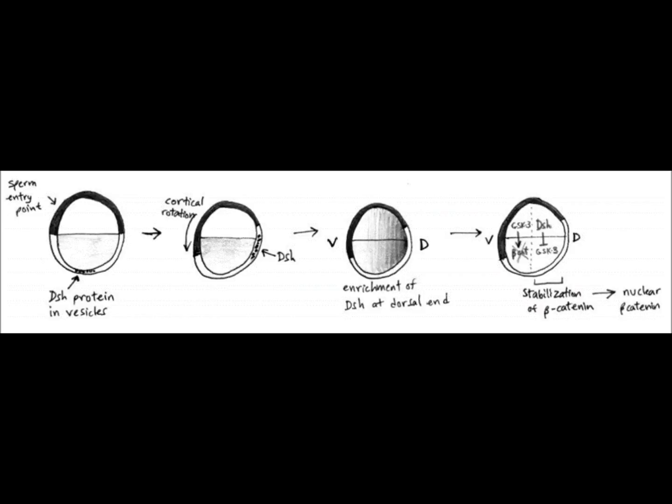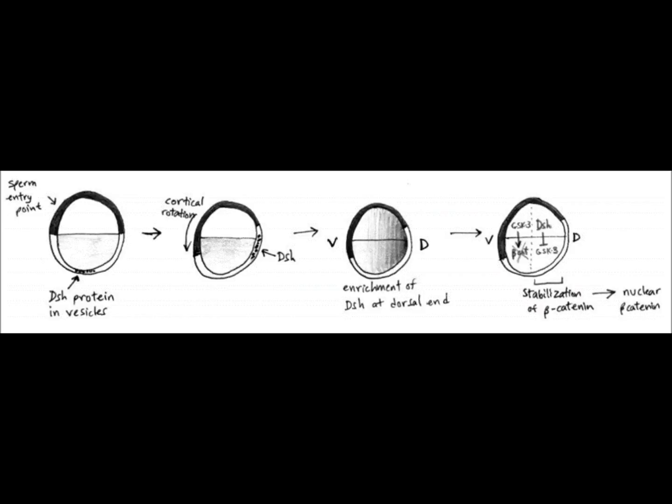So looking at the first picture on the left, the Dishevelled protein is actually contained in vesicles located at the vegetal pole. Now it's important to note that this Dishevelled protein is actually not zygotic in nature, and is actually deposited there by the mother. Now if we recall, Dishevelled in the Wnt pathway is an anti-GSK3 protein that prevents GSK3 from phosphorylating β-catenin to initiate its degradation.